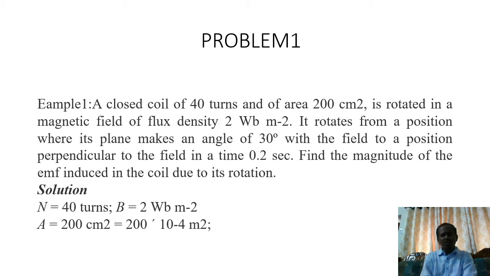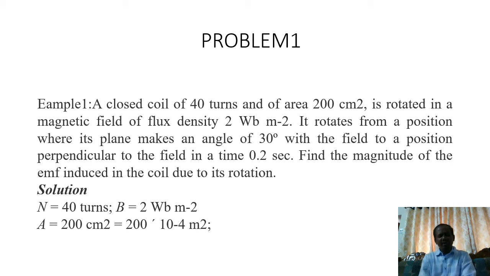Already you know that a closed coil of 40 turns, N is equal to 40 turns, and area 200 centimeters square, A is equal to 200 centimeters square, is rotated in a magnetic field of flux density B is equal to 2 Weber per meter square. It rotates from its position where its plane makes an angle theta of 30 degrees with the field to a position perpendicular to the field in a time of 0.2 seconds, t is equal to 0.2 seconds. Find the magnitude of the EMF induced in the coil due to its rotation.